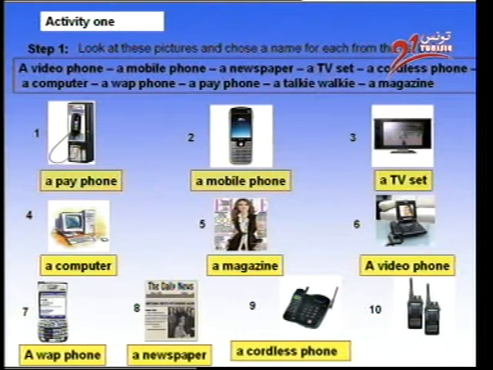Now the next one is a cordless phone. There are two words here, cordless and phone. Look at this telephone. Do you see a wire? No, there is no wire here. The handset and the phone are separated, and this is why we call them cordless, that is, without a wire.